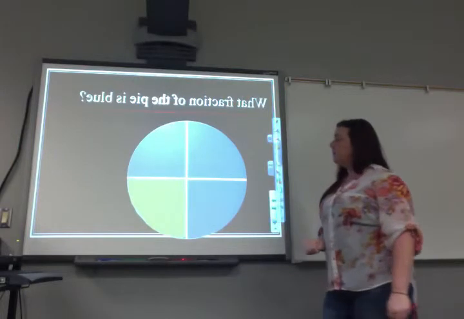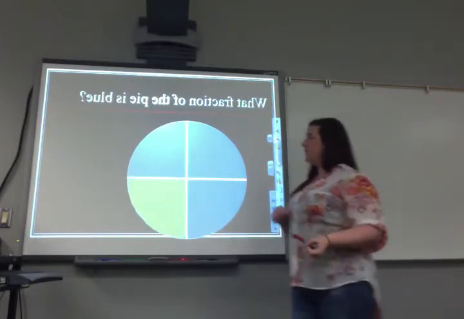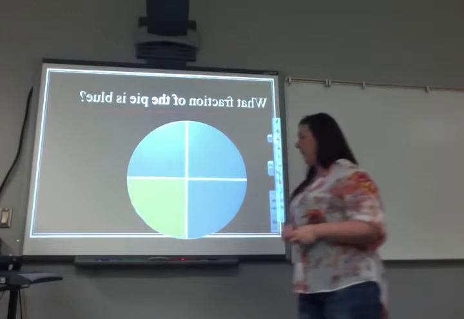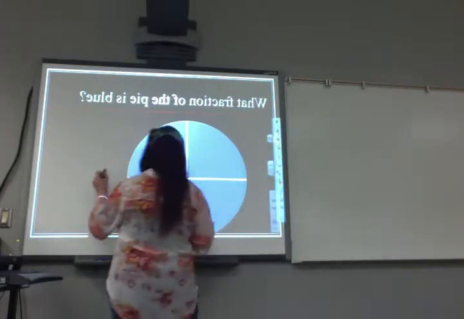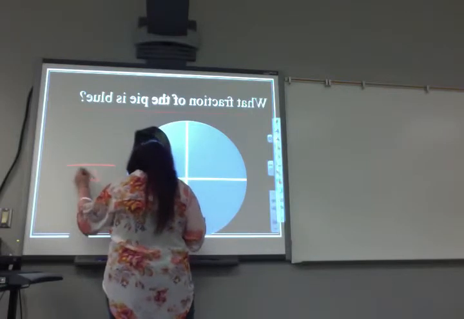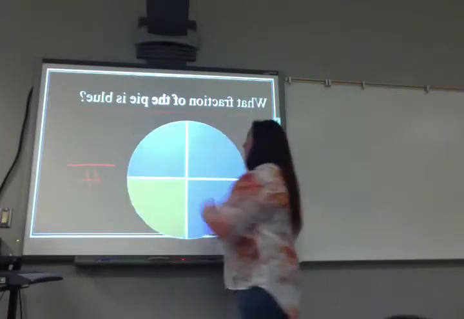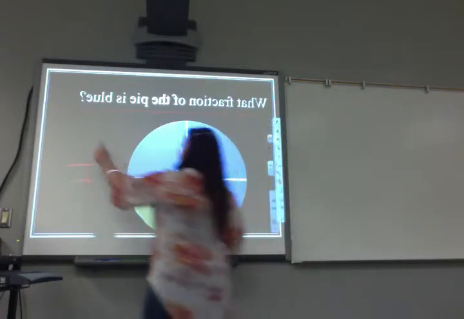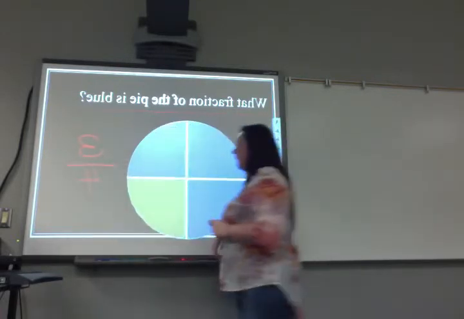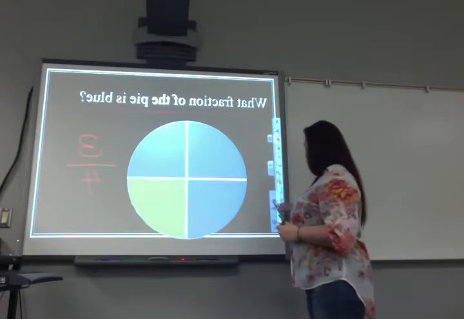Okay. So then for this one, figure out what fraction of the pie is blue. Our denominator, as we learned, is going to be 4 because there are 4 equal parts. So now we just have to figure out how many are blue. 1, 2, 3. So this fraction is the same, 3/4.